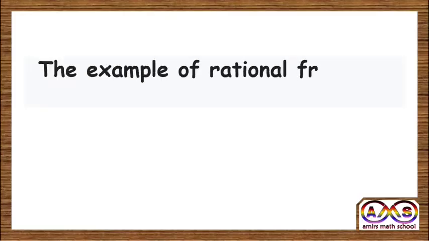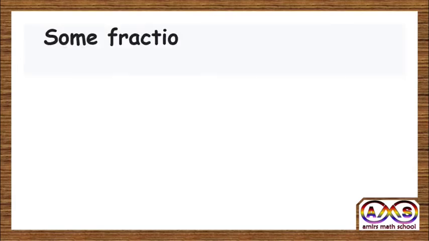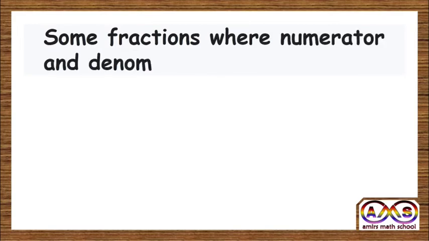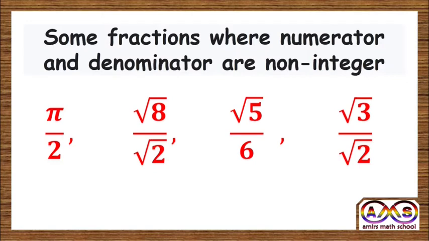Examples of rational fractions are 1 by 2, 3 by 2, 5 by 6, etc. In all these cases, the numerator and the denominator are integers. Some fractions where the numerator and the denominator are non-integers: pi by 2, square root of 8 divided by square root of 2, square root of 5 divided by 6, square root of 3 divided by square root of 2.